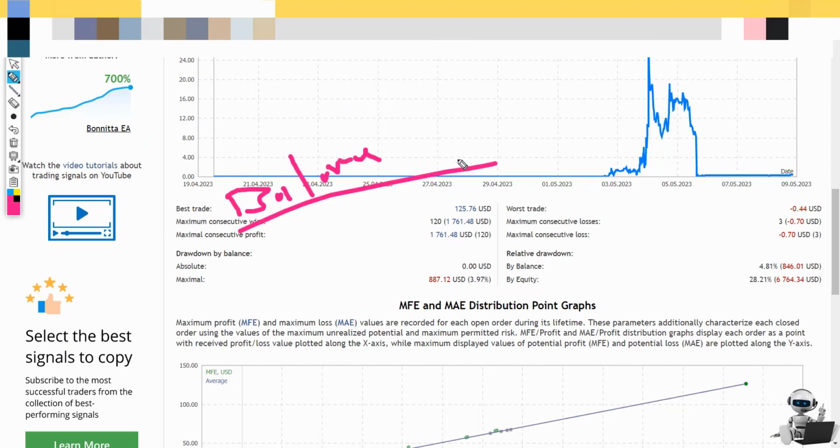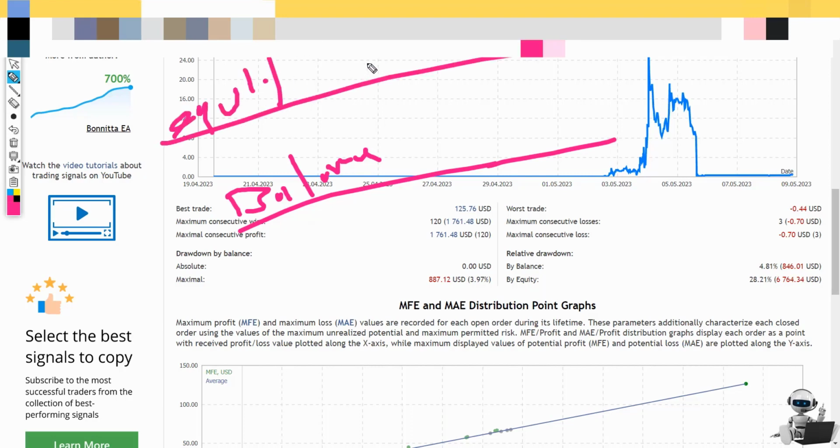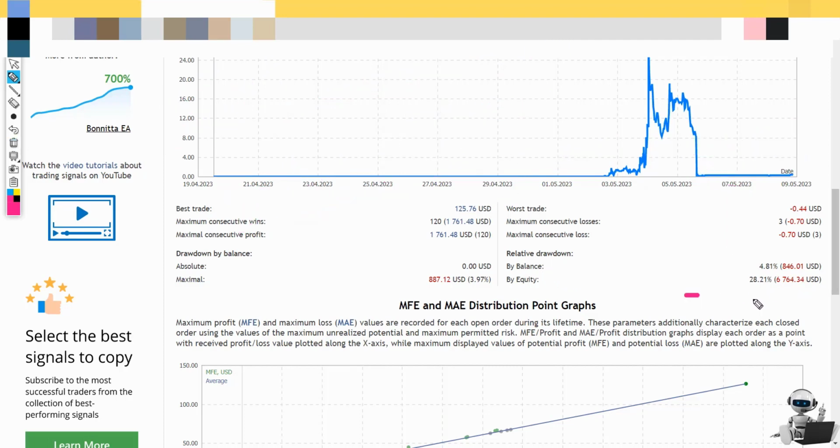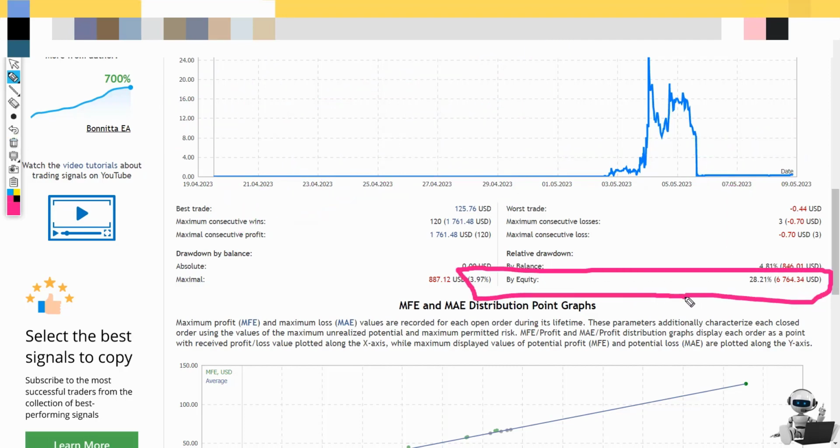So this is balance and this is equity. When a trade is opened, your equity will change. For example, let's say you have 500 US dollars. Your balance is 500, it will be fixed, but equity changes whenever there is a trade. Let's say we have a buy and currently it is in loss, your equity will decrease. By this, the equity for this account has been drawn down by 28%. You see, that is kind of dangerous.